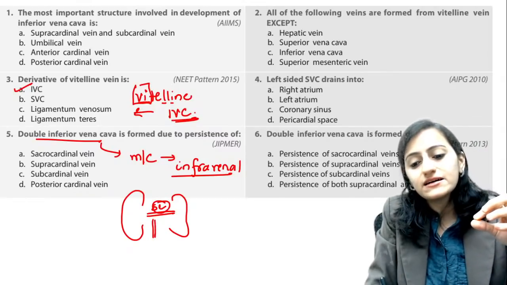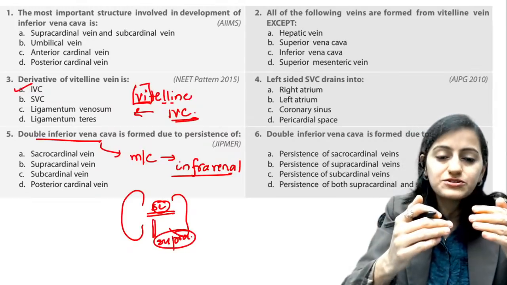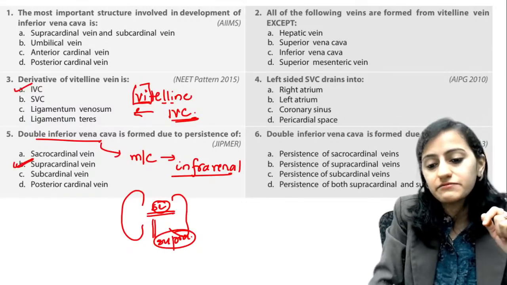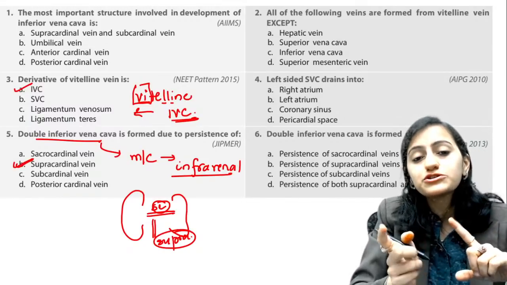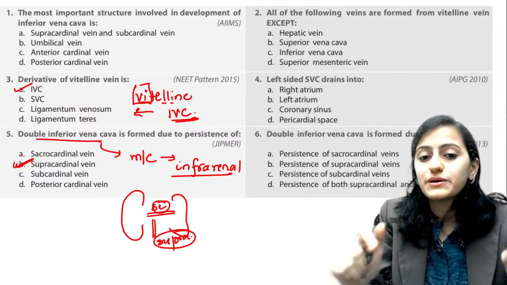What was below the sub? Supracardinal vein. Okay, the supracardinal vein. Immediately below the sub part, that was the supracardinal vein. So the best answer here is going to be supracardinal, because remember that infrarenal is very common.